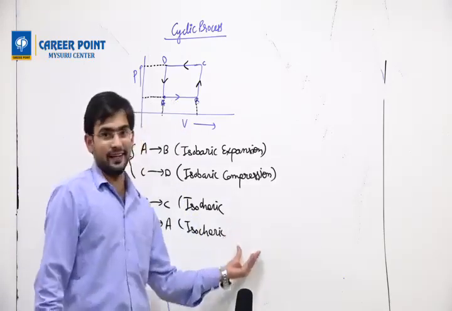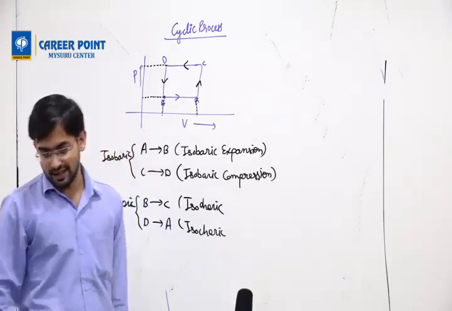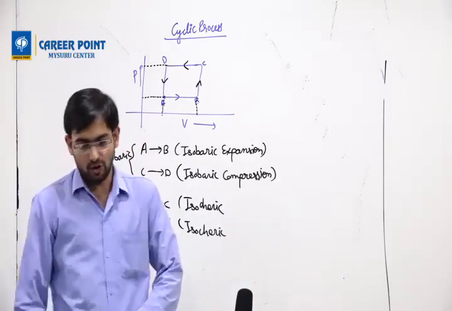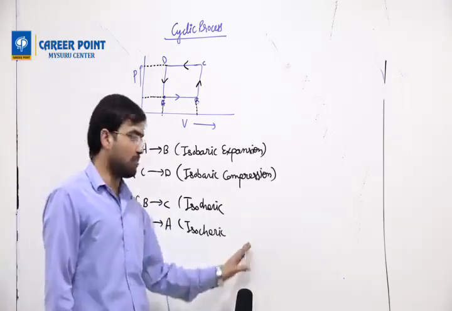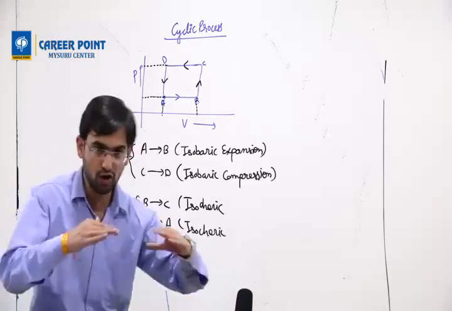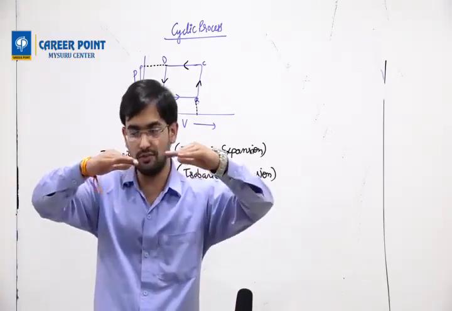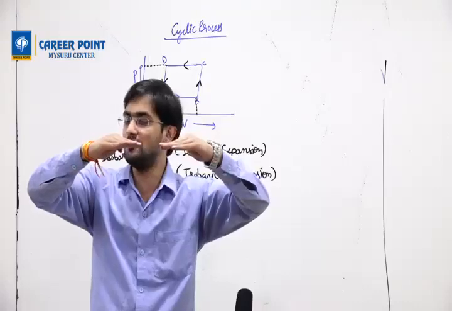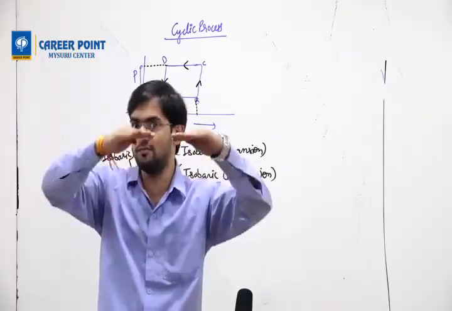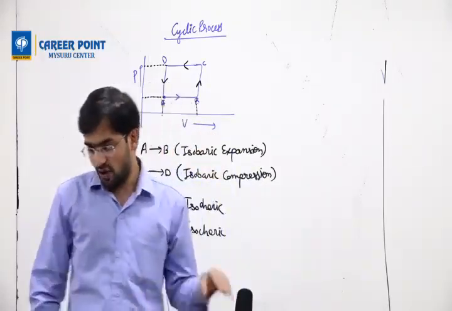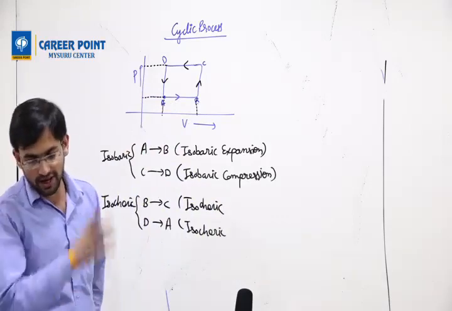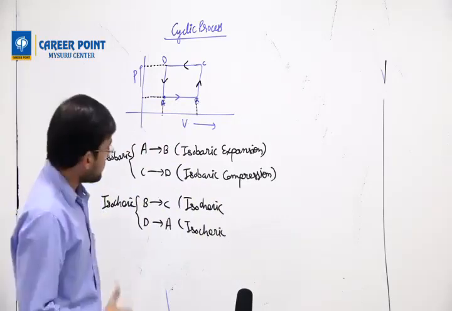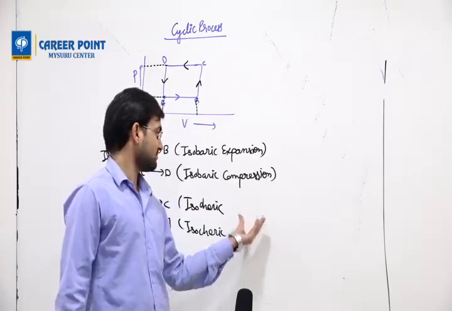What should I write here? Compression I can't write. Gagan Gopal is incorrect. We can't write compression or expansion because volume is fixed now. Isochoric means this much volume. I cannot decrease this volume, nor can I increase it. Volume is not changing. Pressure is changing. But how do I say this pressure here?